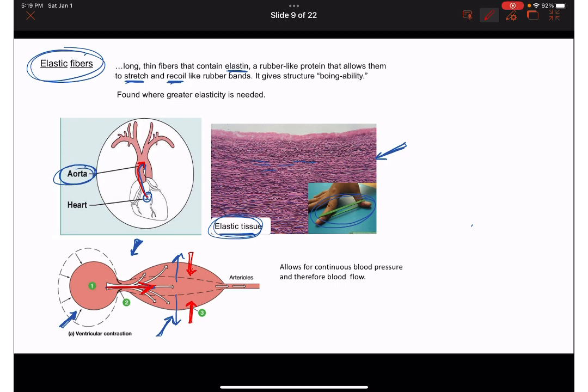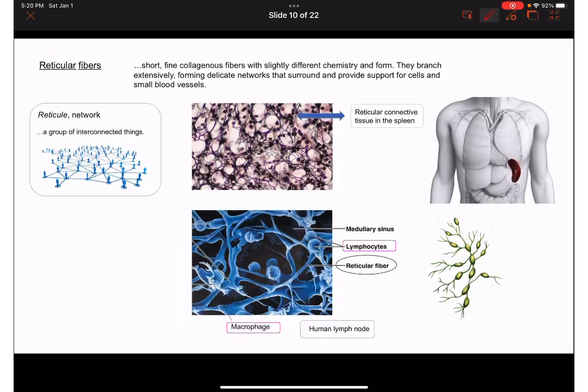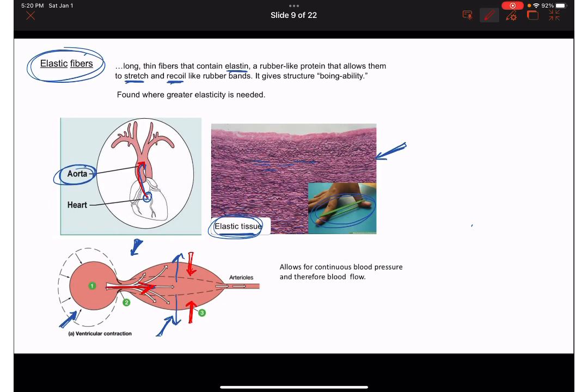People with heart disease, atherosclerosis, for instance. Atherosclerosis is the hardening of the arteries. And that means that the arteries are unable to expand and recoil. So what happens is that when the ventricles contract and they shoot a bunch of blood out into the aorta, it can't expand. And that means you get this super high spike in blood pressure.